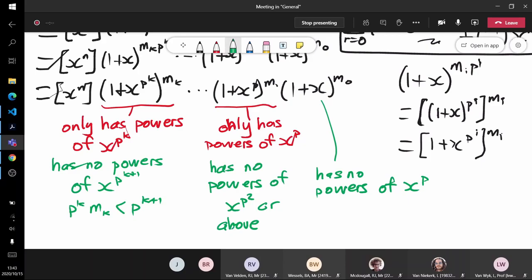I hope you see where this is going. This expansion into different powers of p, we've proven that the first factor, for instance, only deals with powers of p to the k, and it doesn't have any terms that are power p to the k or bigger than that, and so on. Each factor only deals with a specific digit in the base p expansion of m.